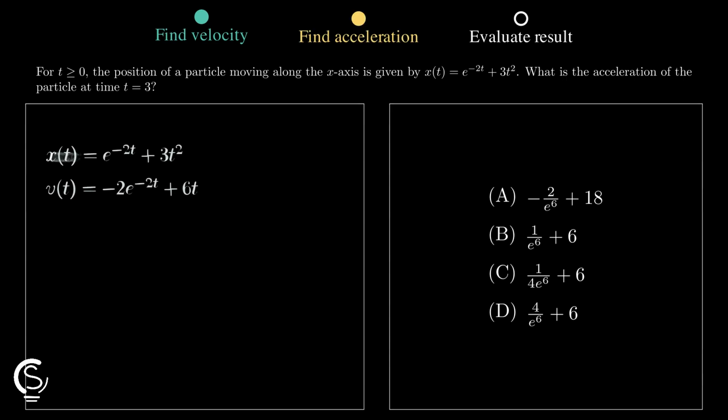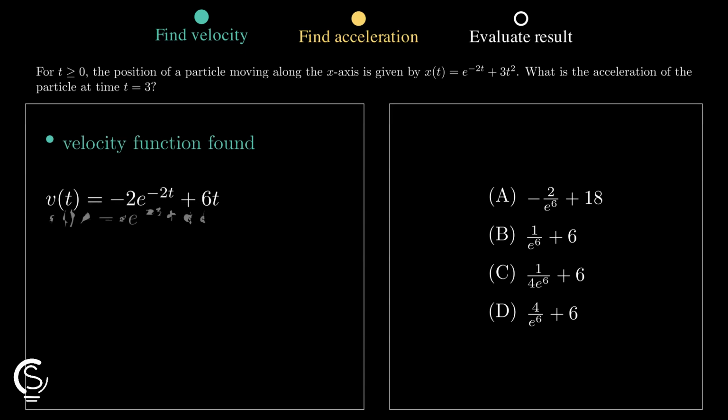Next, we differentiate velocity to get acceleration. The derivative of negative 2e to the negative 2t becomes positive 4e to the negative 2t plus 6. Boom!